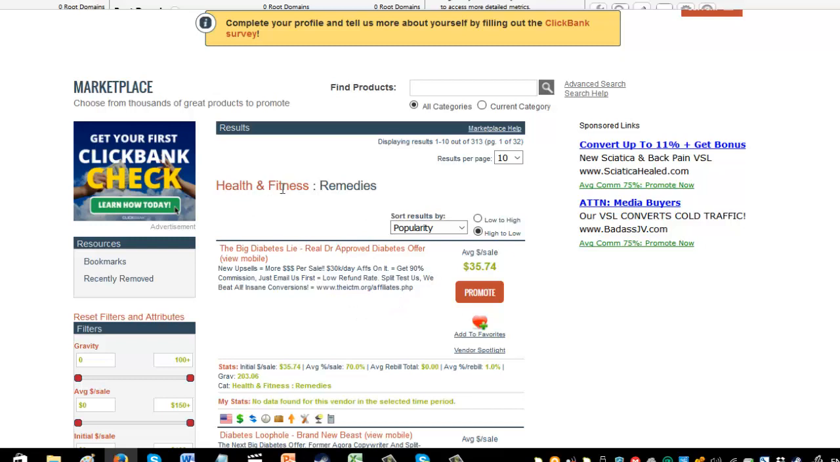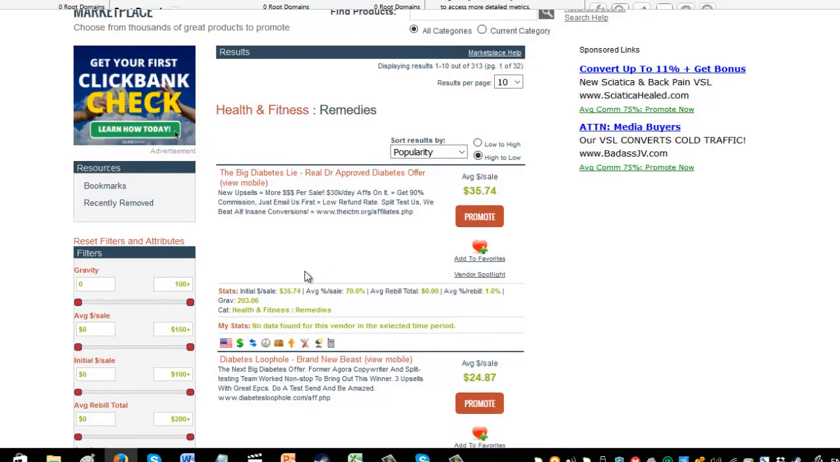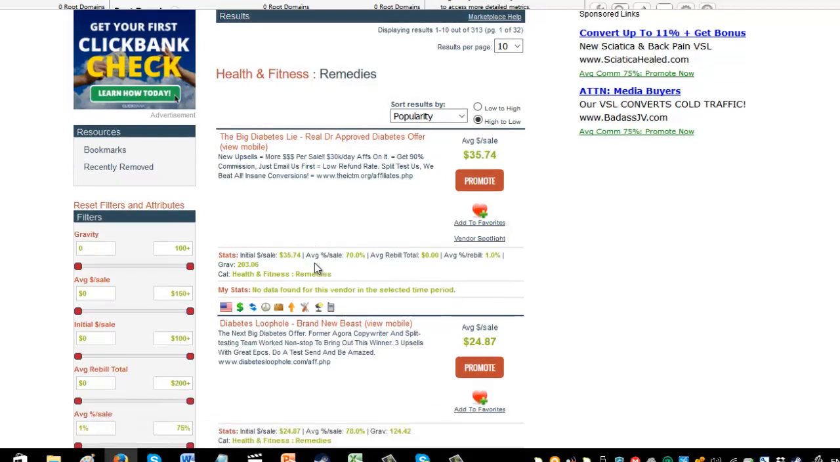So in the health and fitness, under remedies, there is 10 results on each page, and there are 313 pages. So there's over 3,000 different products that I can promote. Okay, and I can quickly see here from the popularity, this little thing here is gravity. Now this is showing me that it's 203. That means it's extremely popular. There are tons and tons of people promoting this product and making money.